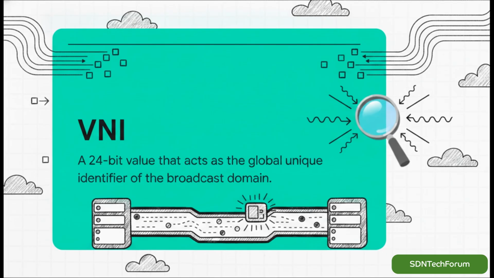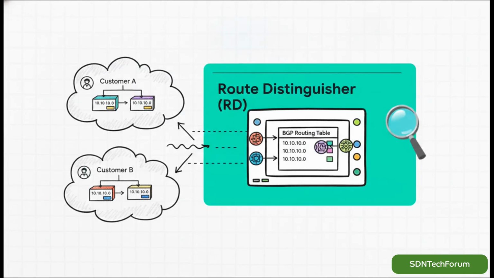The VNI basically acts as the globally unique identifier for your broadcast domain across the entire fabric. So when a packet is tunneled, the VNI is the exact piece of data that tells the receiving switch, hey, this is the broadcast domain this traffic actually belongs to. But wait, how do we keep things separate in the control plane? Especially if, say, you're a service provider or a massive enterprise dealing with overlapping RFC 1918 IP addresses?